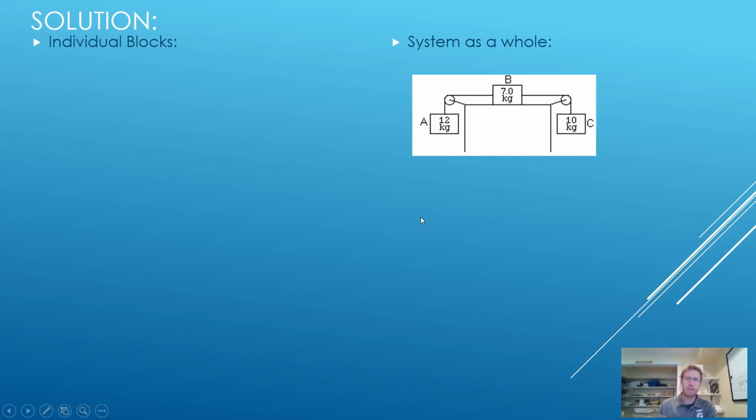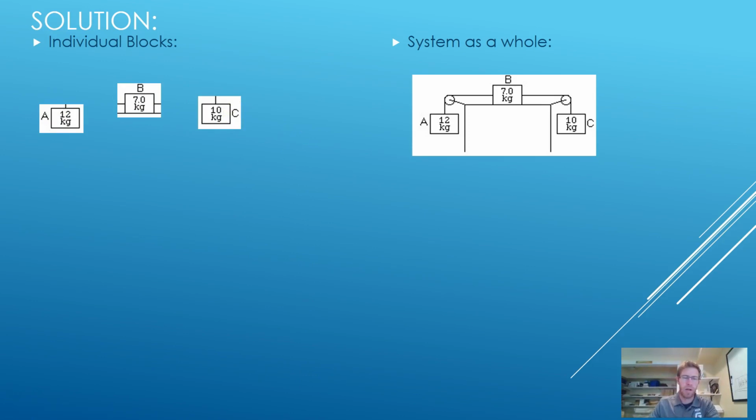But some people find the system as a whole method a bit confusing. So your alternative is to deal with the system by breaking it up and looking at each block individually. You could say, I've got block A, block B, and block C, and you can sum the forces for each block individually and start to solve. Both ways are perfectly accurate and both ways work well. But I just want to briefly show you how to do each of these two in order to help you better solve this problem and future problems.